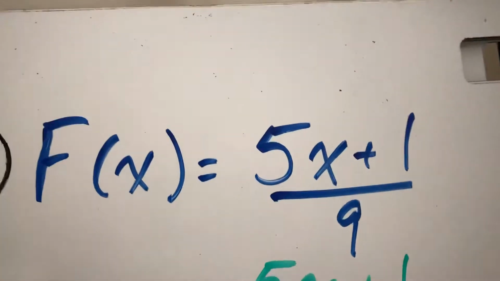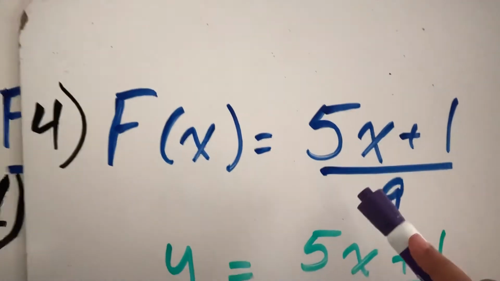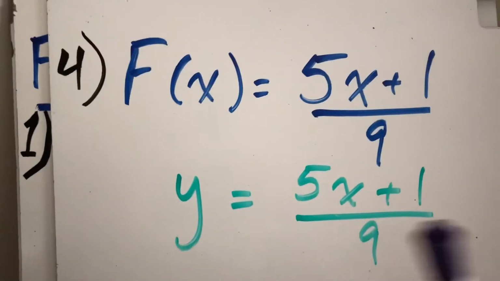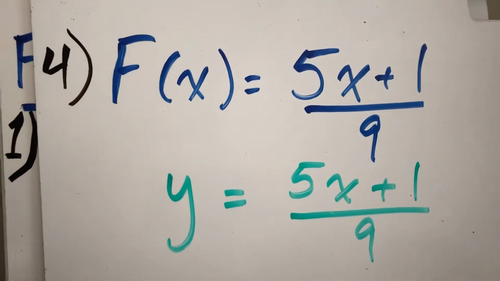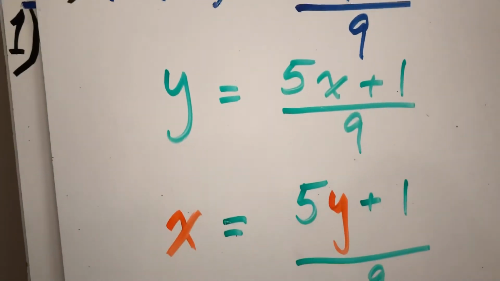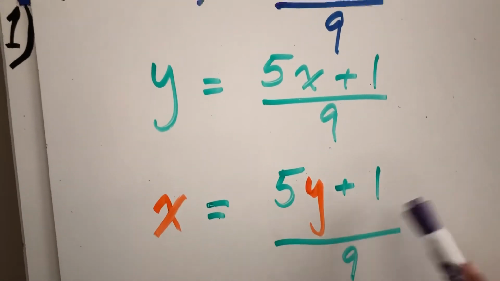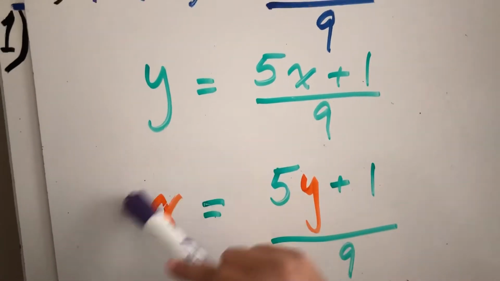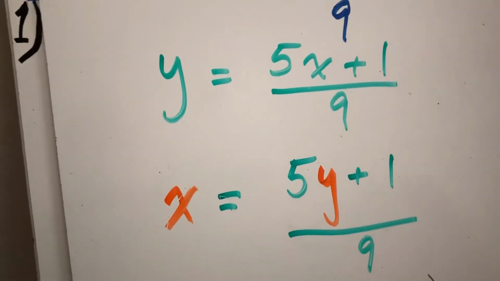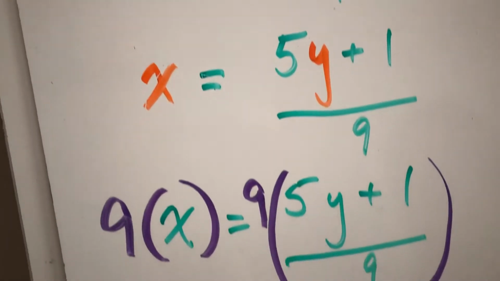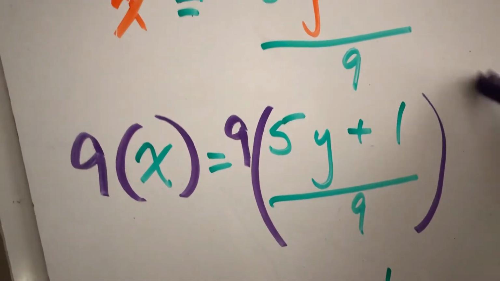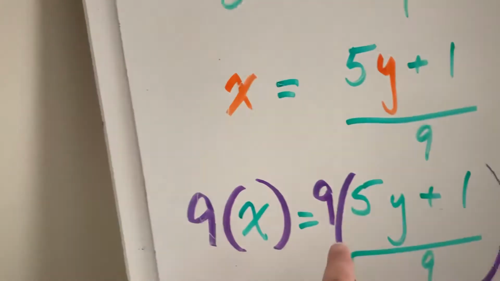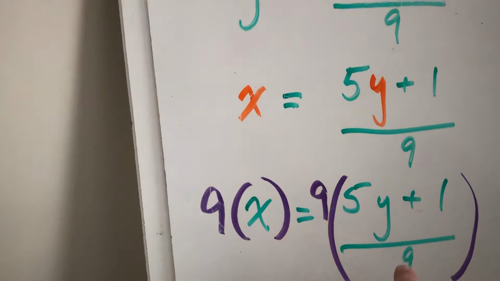f of x equals 5x plus 1 divided by 9, which is the same as saying y equals 5x plus 1 divided by 9. We're going to flip-flop the x and the y. So, what are we going to do now? Don't you just hate that fraction thing? Here's what I'm going to do. I'm going to multiply both sides by 9. What does that do? That cancels out this 9. This 9 with this 9 cancels.